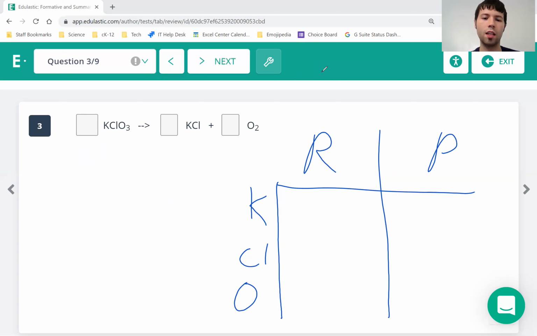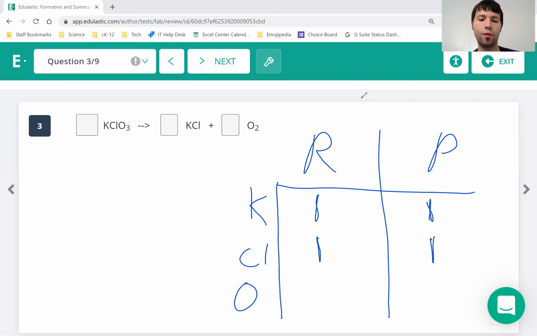Okay, so let's go back to the table here. So I'm trying to count how many of each atom I have on each side. So on the left side of this equation, I have 1 potassium. Right side, I have 1 potassium. Well, that's good. Left side, I have 1 chloride. Right side, I have 1 chloride. I know I have 1 because on the left side, there's no coefficient and there's no subscript under potassium or chloride.